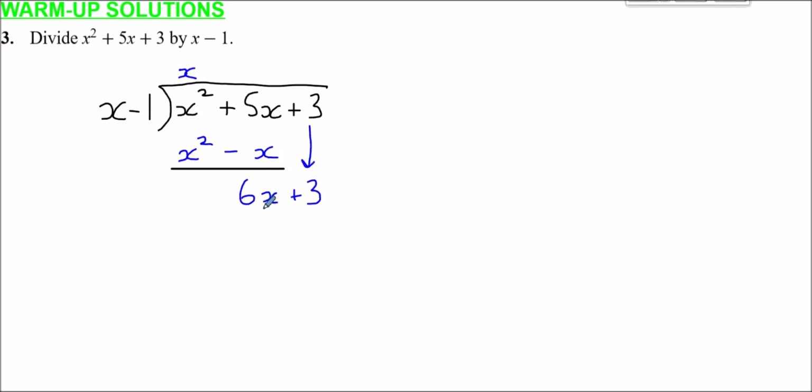So now we divide 6x plus 3, the highest power of x here, 6x, by the highest power in the divisor. So we do 6x divided by x minus 1. So 6x divided by x gives us positive 6. We now multiply the 6 by the x minus 1 on the outside. So 6 multiplied by x gives us 6x, and 6 multiplied by minus 1 gives minus 6.